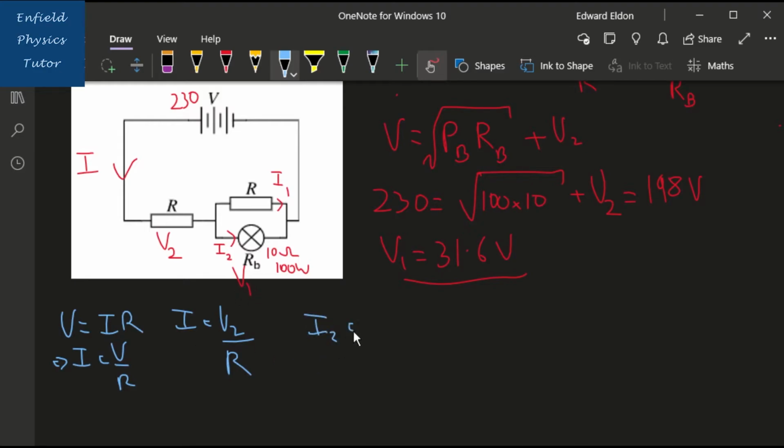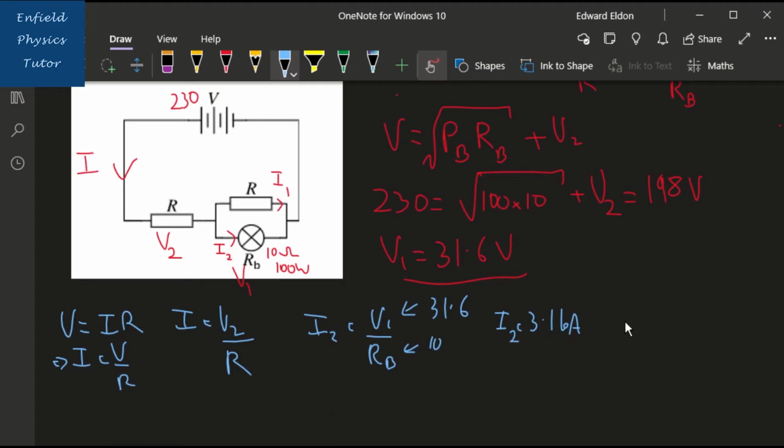Yes, we can. I2 is going to be equal to the voltage across the bulb, because that's where I2 is going, which we know as V1, divided by the resistance of the bulb, which we know as RB. We have values for both of those, so we can put in actual values. That voltage is 31.6. This resistance is 10. Therefore, I2 equals 3.16 amps. So we now have values for I and I2.